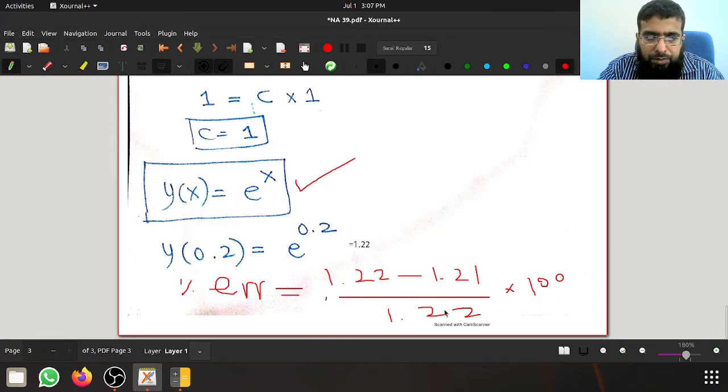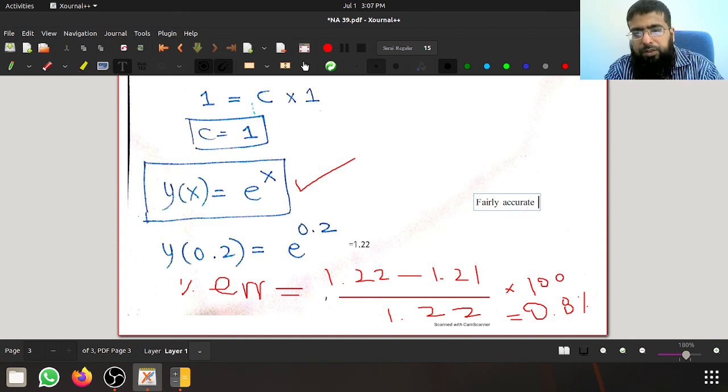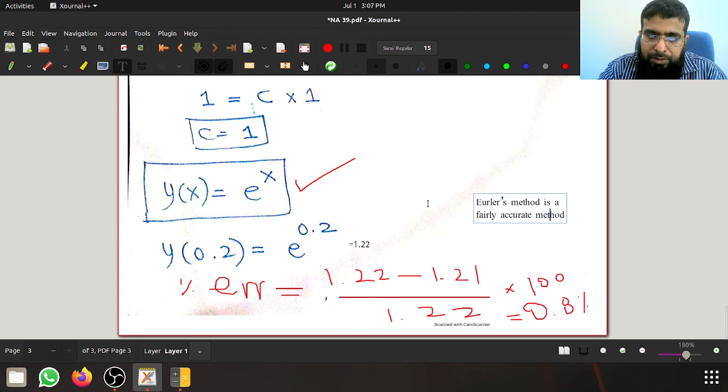So the method is very accurate. It gives a percentage error equal to 0.8%. So it seems to be fairly accurate. Which method? Euler's method. That is a fairly accurate method, but it's not as accurate as Runge-Kutta's method is. So it is less accurate compared to Runge-Kutta's method, but it is fairly accurate.